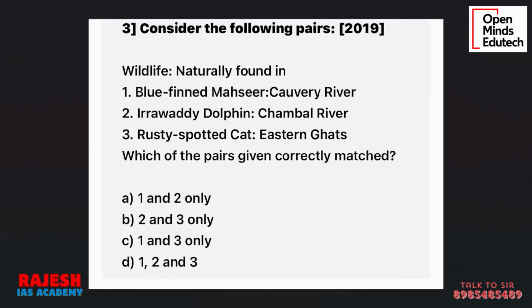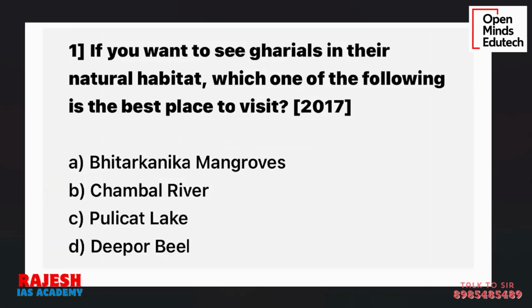Then you can see different wildlife and where you will find them naturally. Okay, blue-finned mahseer, Kaveri River, Irrawaddy dolphin, Chambal River, rusty spotted cat, Eastern Ghats. Okay, so which of the statements are correctly matched? So basic, like dolphins, we will also discuss dolphins today, like which type of dolphins are available at what place. Okay, mahseer is very famous in the Kaveri region actually, and there is a statement on cat also here.